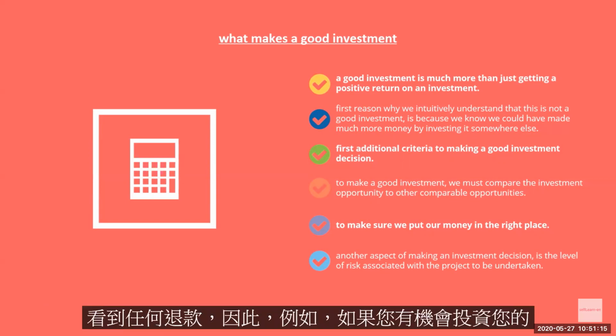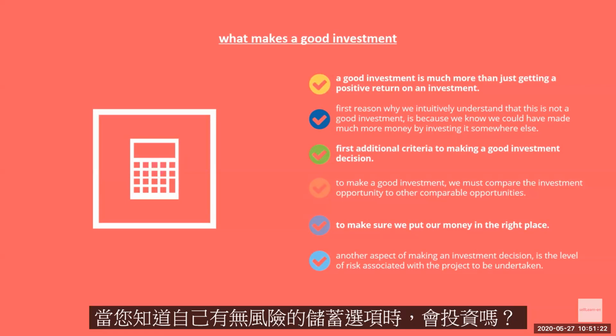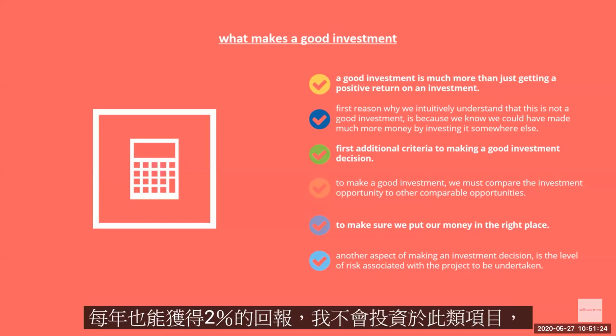So if, for example, you had an opportunity to invest your money on a project yielding a 2% return per year with some level of risk, why would you invest in it when you know you have a risk-free option with a saving account for a 2% return per year as well? I would not invest in such a project, and neither would you.